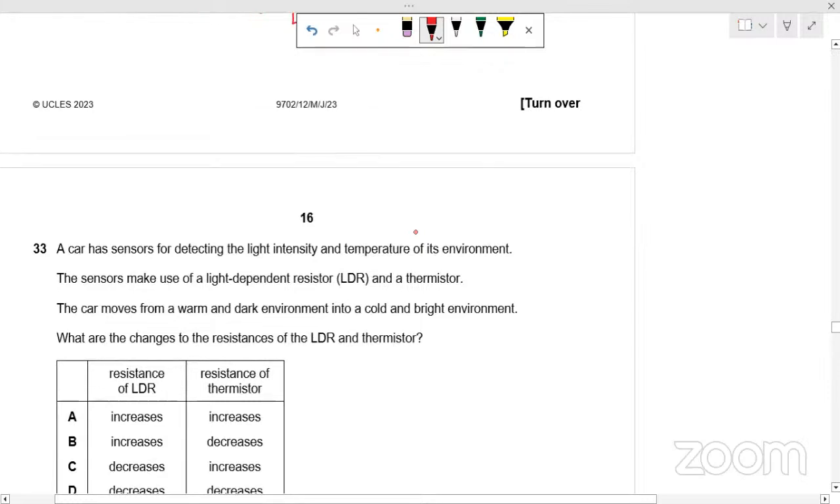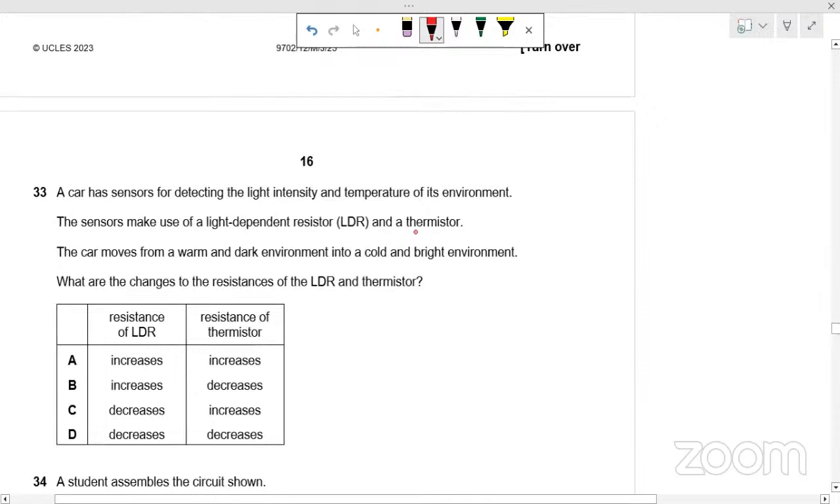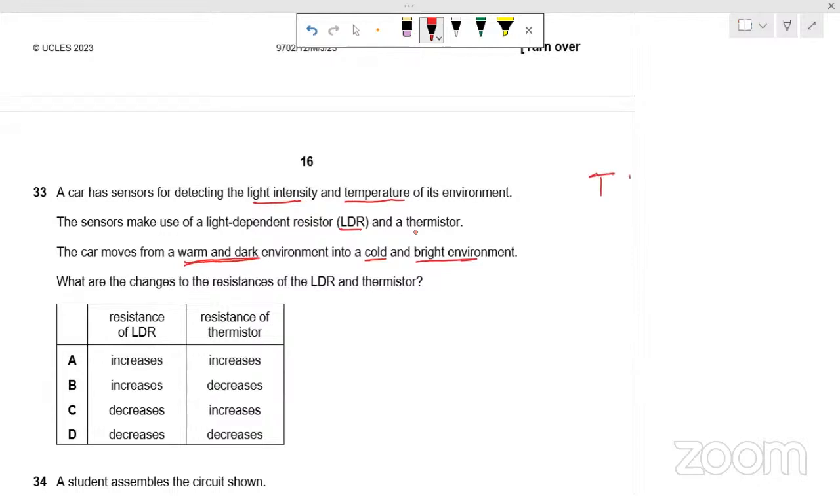A car has sensors for detecting the light intensity and the temperature of its environment. The sensors make use of a light-dependent resistor (LDR) and a thermistor. The car moves from a warm and dark environment into a cold and bright environment. So temperature is decreased and the light intensity is increased.